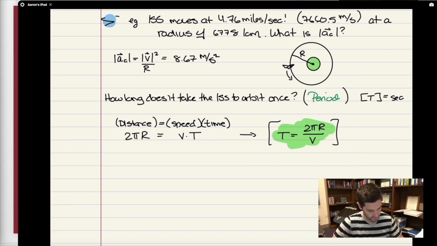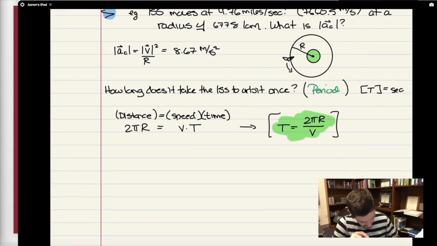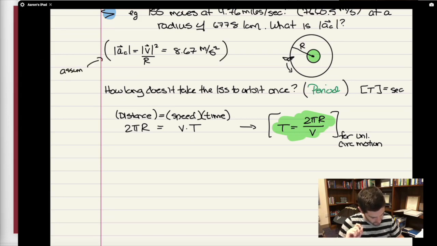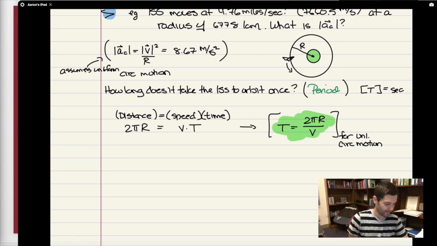Again, for uniform circular motion. That is an assumption built into this expression. I should have said that up here too. If I were to box this, this equation assumes uniform circular motion. If it's not uniform circular motion, you better not be writing a equals v squared over r.